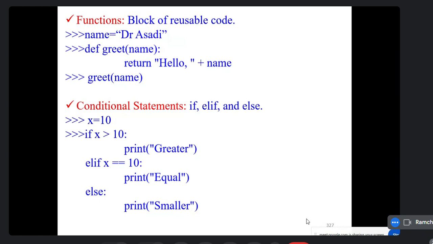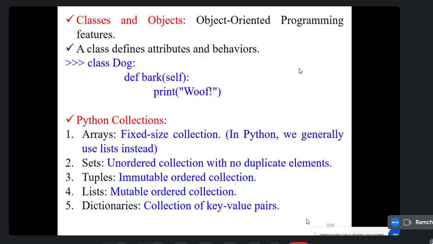Doubt, Ramchand? Then conditional statements: if, elif and else. So x is equal to 10. If x greater than 10 colon print greater, elif x exactly equal to 10 print equal, else print smaller. These are the conditional statements.